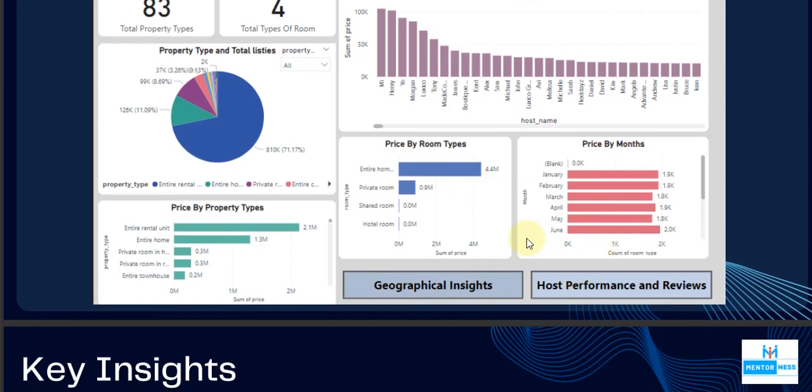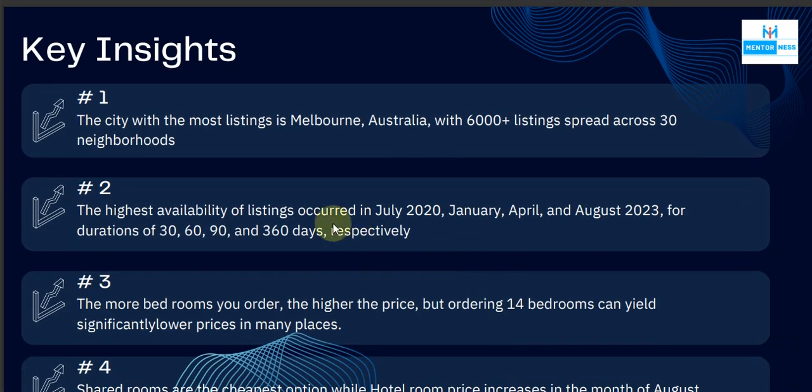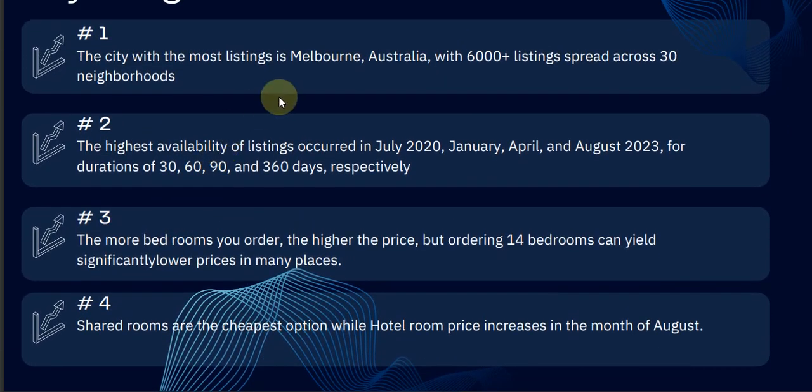So yeah, basically we got some insights from this dashboard. The most listings are in Melbourne, Australia, almost 6,000 plus listings spread across 30 neighborhoods, which I mentioned earlier in the first dashboard page. The second insight is that the highest availability of listings occurred in July, and the others are January, April, and August in 2023, basically for a duration of 1 month, 2 months, and 1 year respectively.